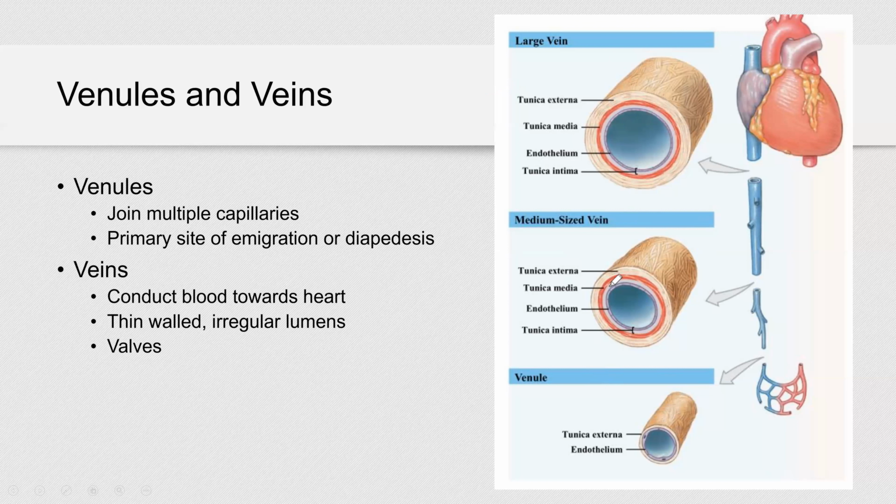But the large veins and medium-sized veins have 3 tunics: tunica intima, right, with endothelium, tunica media, and tunica externa. Venules have endothelium and tunica externa, so they do not have this tunica media that is made of smooth muscles.